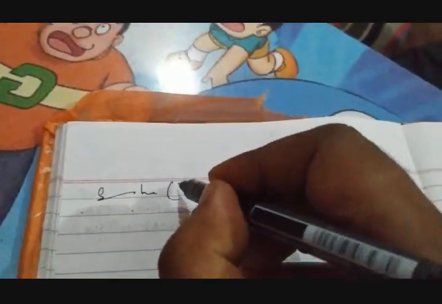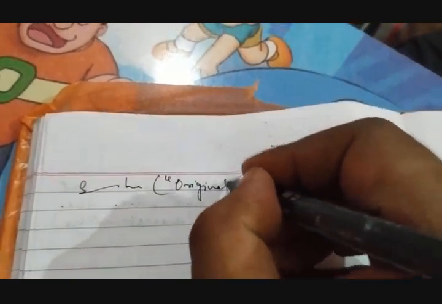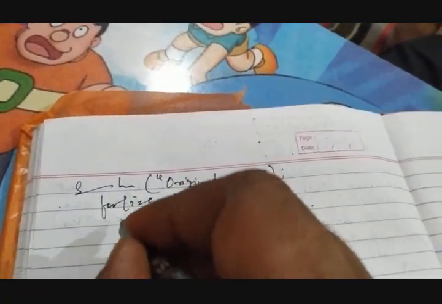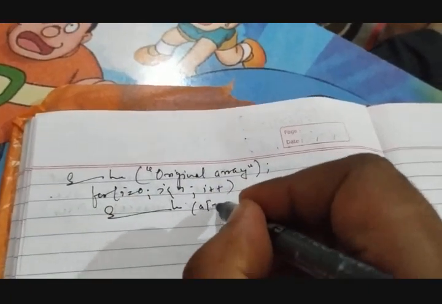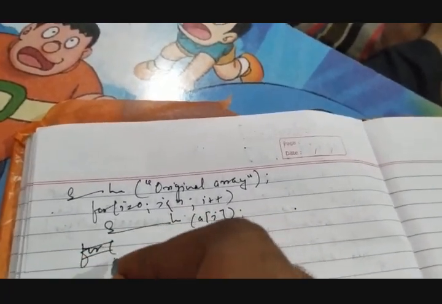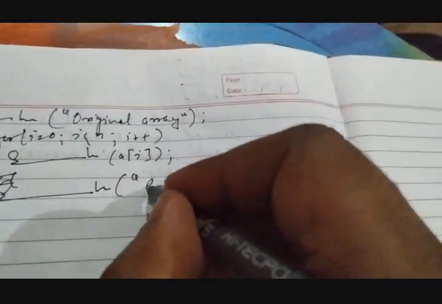अब क्या करना है? प्रिंट करना. तो प्रिंट करेंगे original array. For i equals 0, i less than n, i plus plus, System.out.println A of i. Wait, sorry, again System.out.println round off array.